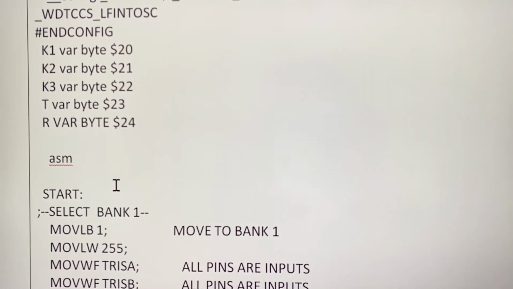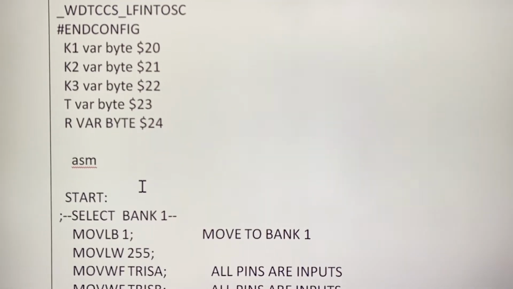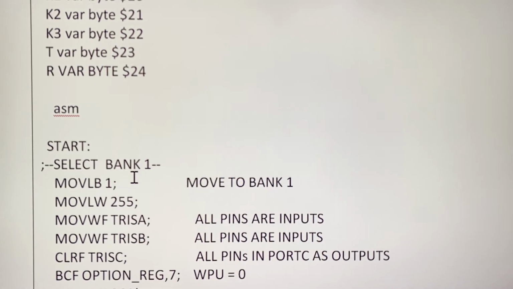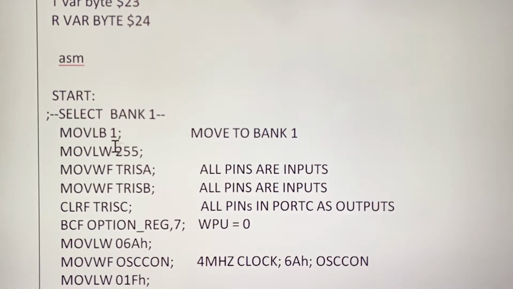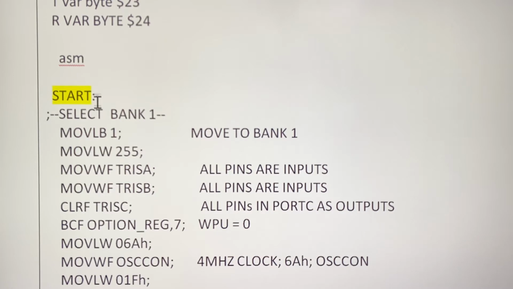Now we have the assembler instruction, the ASM. This instruction indicates that from here and below, all the instructions are in assembler code. Now we have the start label. This is a label that we are assigning a name. Every time you declare a label, you have to use the colon.